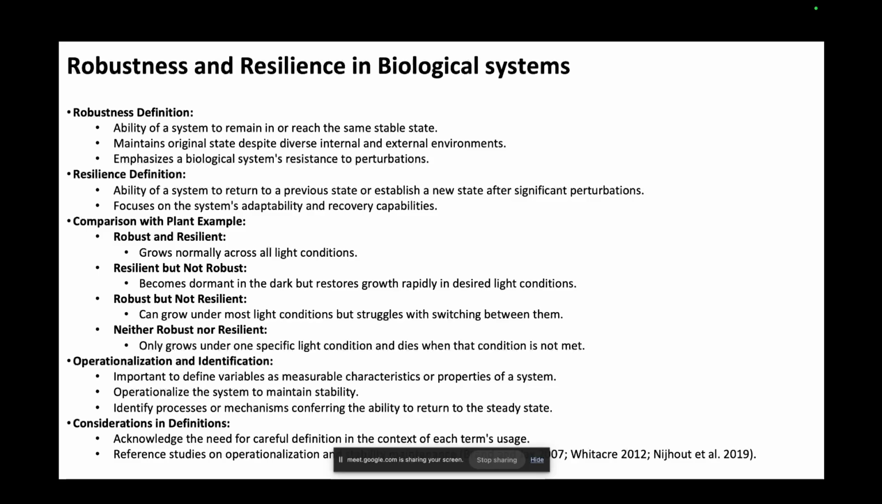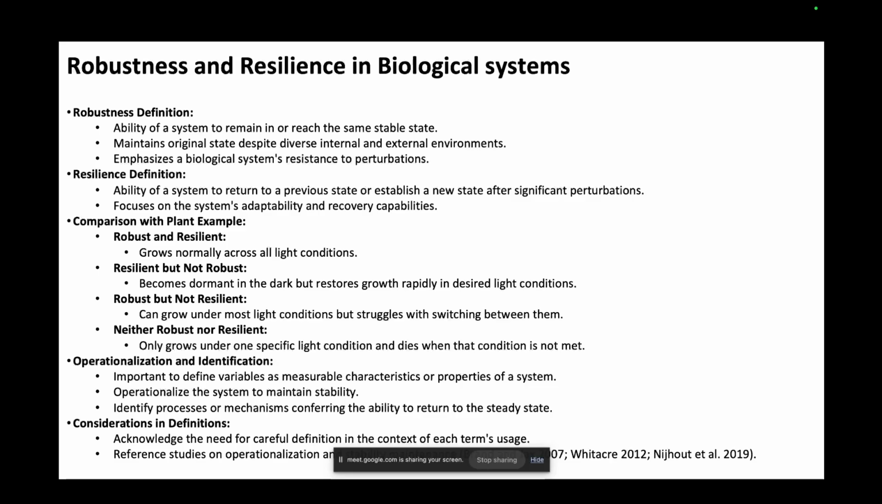Another example is being resilient and not robust. So for example, the plant becomes dormant in the dark, but restores the growth rapidly in desired light conditions. So it kind of adapts to the environment. When it is dark, it will not grow. When there is light, it will grow. So that concept is resilience.